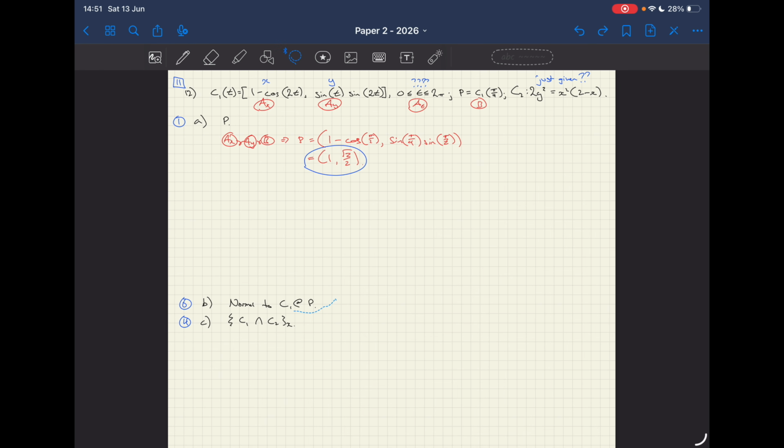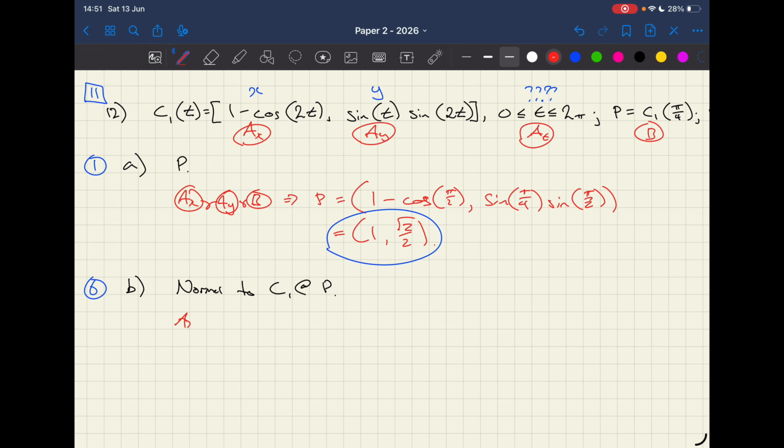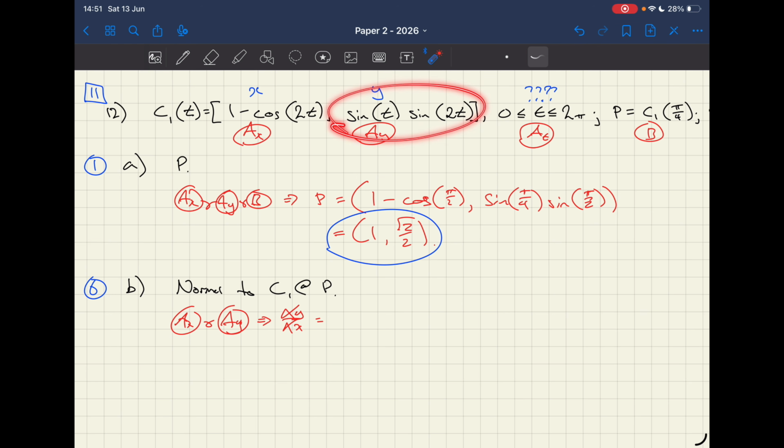Question B then, it's down here. So now we want the normal to our curve at that point P. So to do that, we need to find dy dx. So let's take in our facts of A, AX, and AY. And they're going to tell us that dy dx will be the same as differentiating the y part. So we're going to use the product rule for that. Let's differentiate sine. What do we get? We get cos. So cos of t times by the bit that we left over there, which is going to be just the sine of 2t.